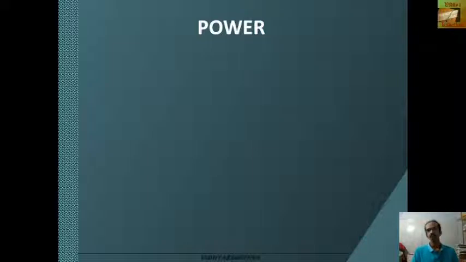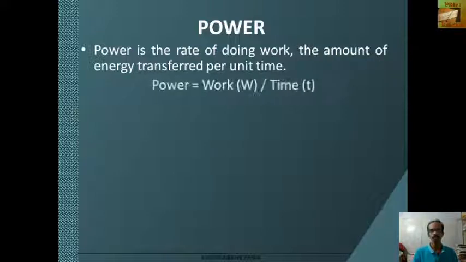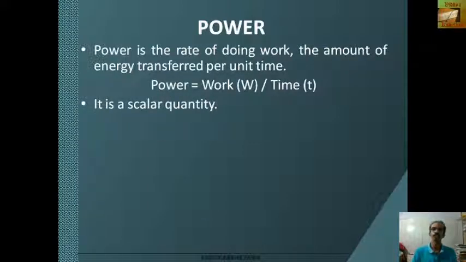Now we can see what is power. Power is actually the rate at which work is done. It is the amount of energy transferred per unit time. It can be given by the formula power is equal to work divided by time. It is also a scalar quantity, just like work.